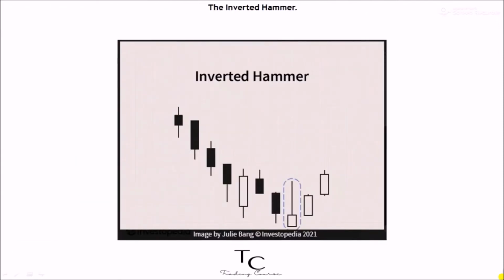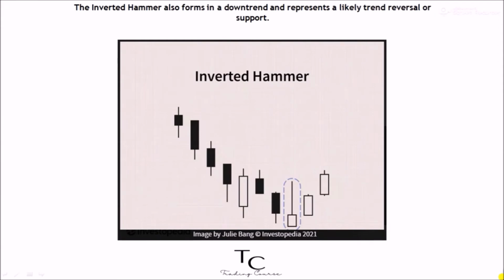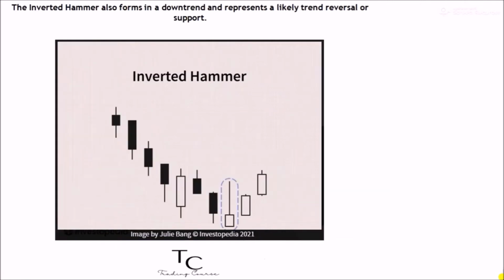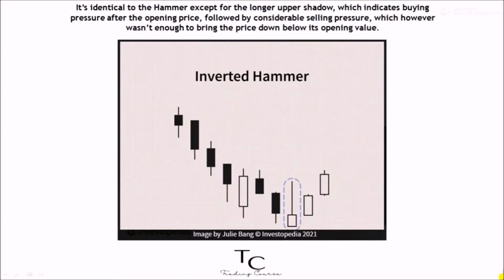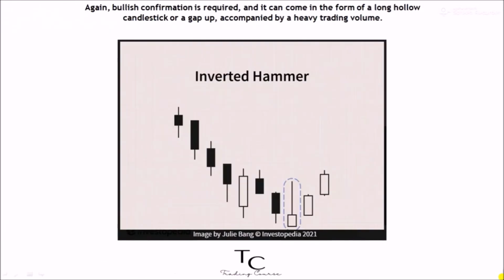The inverted hammer. The inverted hammer also forms in a downtrend and represents a likely trend reversal or support. It's identical to the hammer except for the longer upper shadow, which indicates buying pressure after the opening price, followed by considerable selling pressure, which however wasn't enough to bring the price down below its opening value. Again, bullish confirmation is required, and it can come in the form of a long hollow candlestick or a gap up, accompanied by a heavy trading volume.